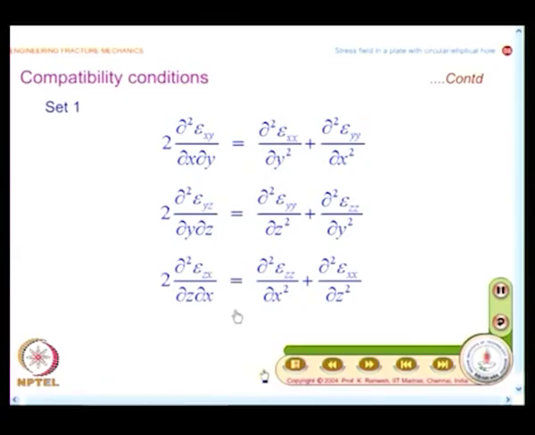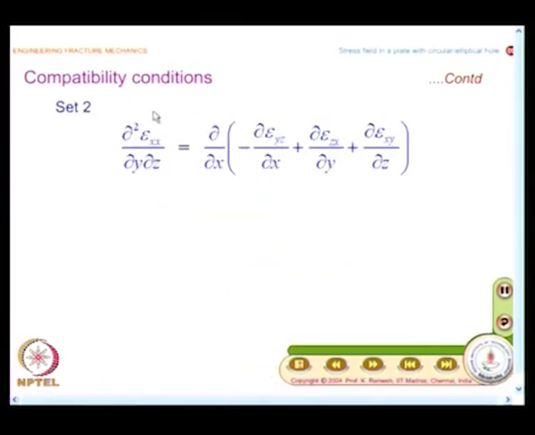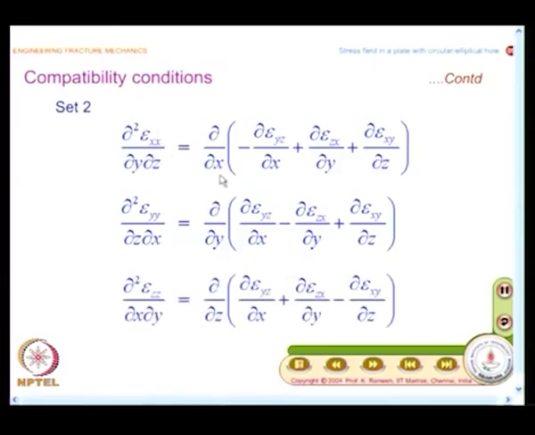And the other set is, I have on the left hand side normal strain component, on the right hand side you have a combination of shear strain components. And what I have here, I have dou squared epsilon xx divided by dou y dou z equal to dou by dou x of minus dou epsilon yz divided by dou x plus dou epsilon zx divided by dou y plus dou epsilon xy divided by dou z, and this equation is repeated cyclically, and you have to recognize that the minus sign is related to whatever the differential here. If I differentiate with respect to dou by dou x, you have minus sign attached to that.